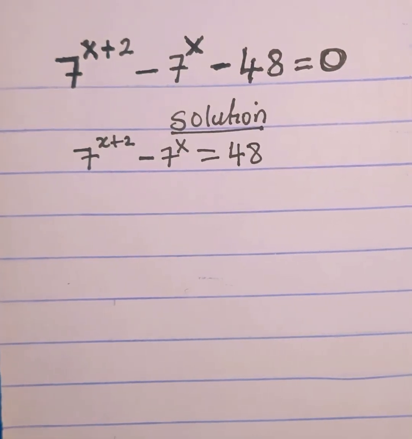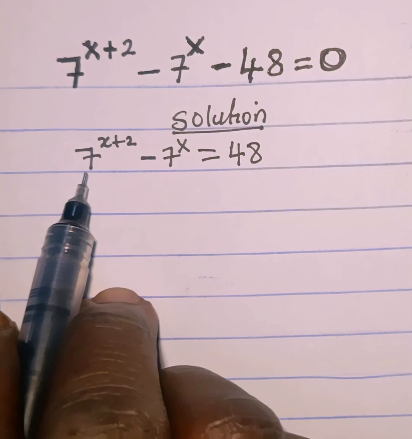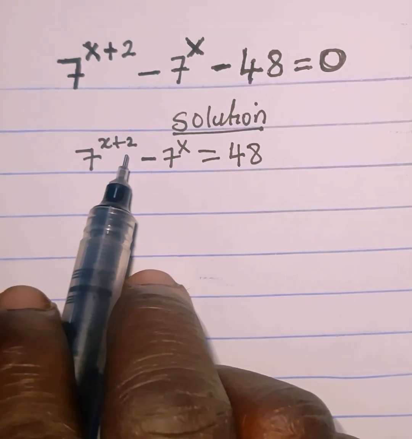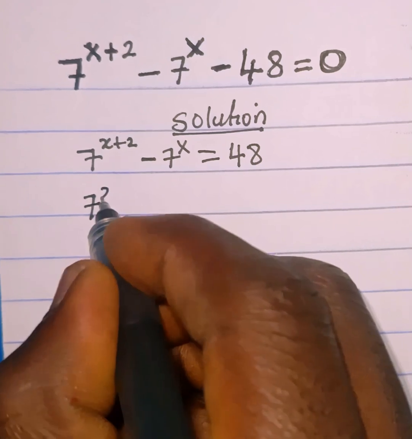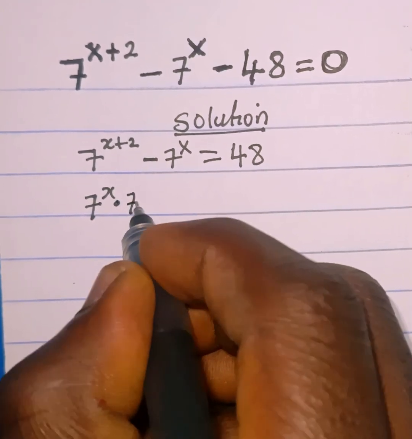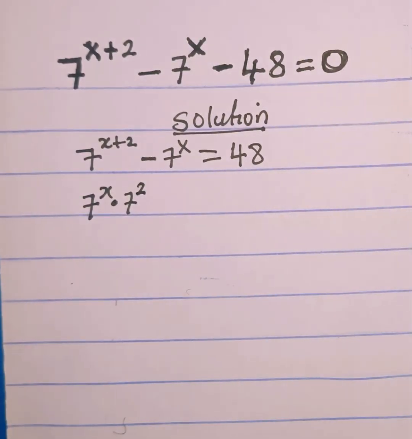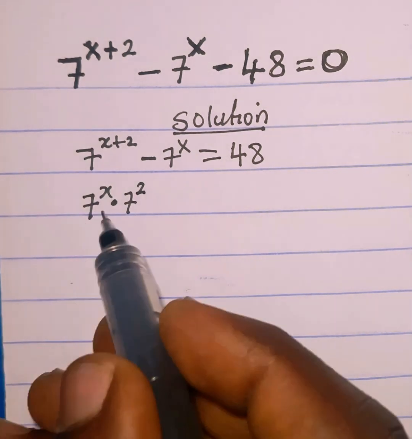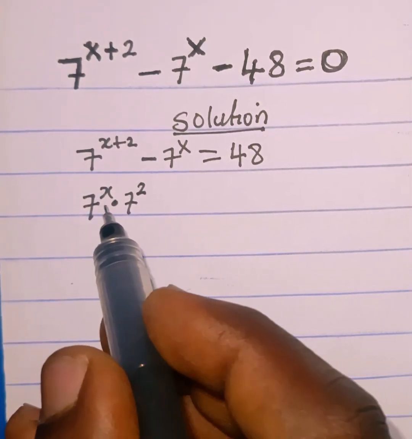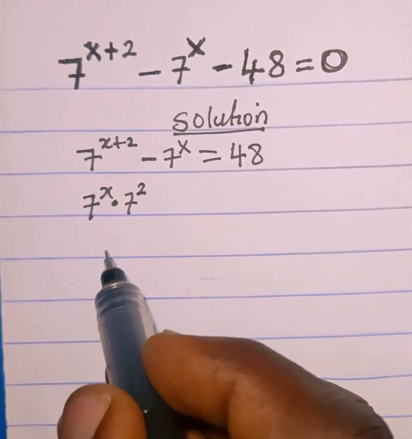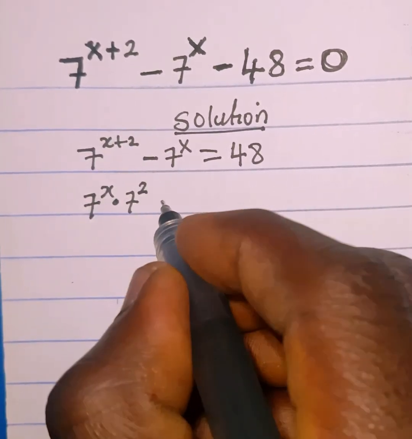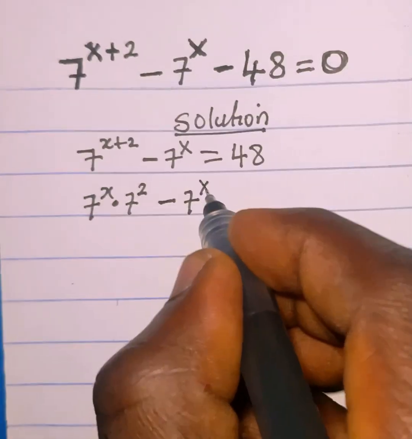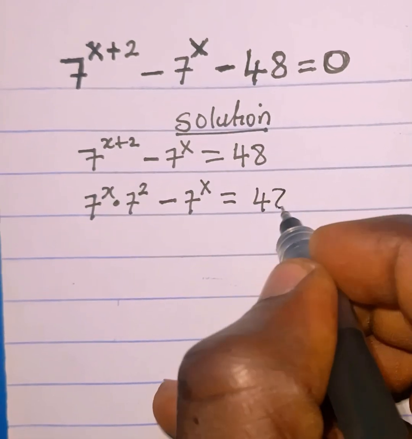Now the next thing we're going to do, if you notice this 7 to the power of x plus 2, we can also rewrite this as what? 7 to the power of x multiplied by 7 to the power of 2, because of the multiplication property of indices: when the bases are the same and there's multiplication, we can write one of the base and add the power. So this is equivalent to this, and minus 7 to the power of x, which is equal to 48.